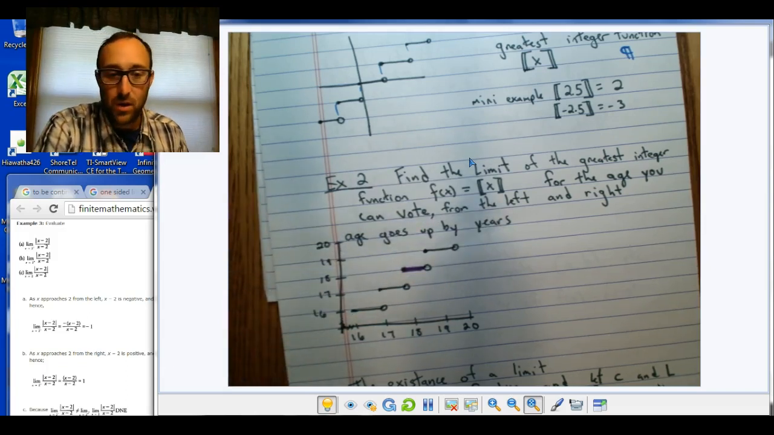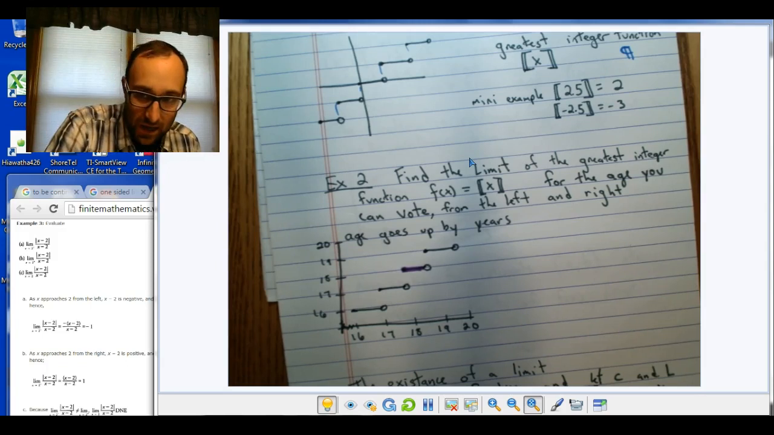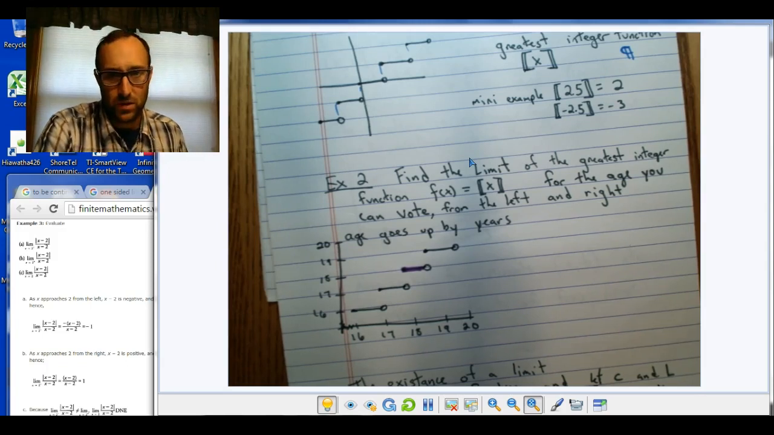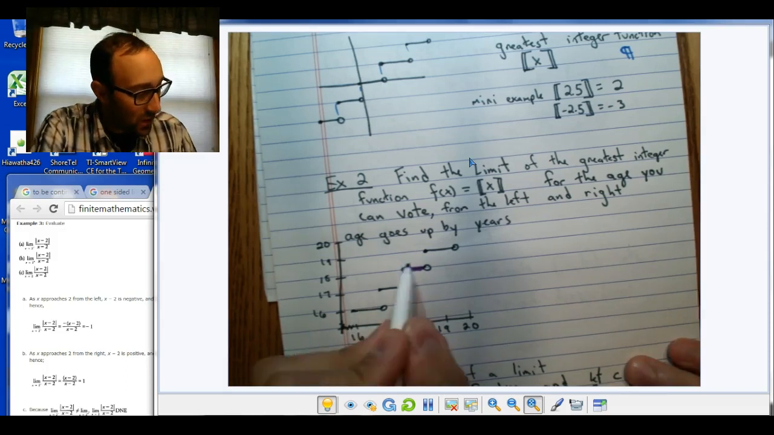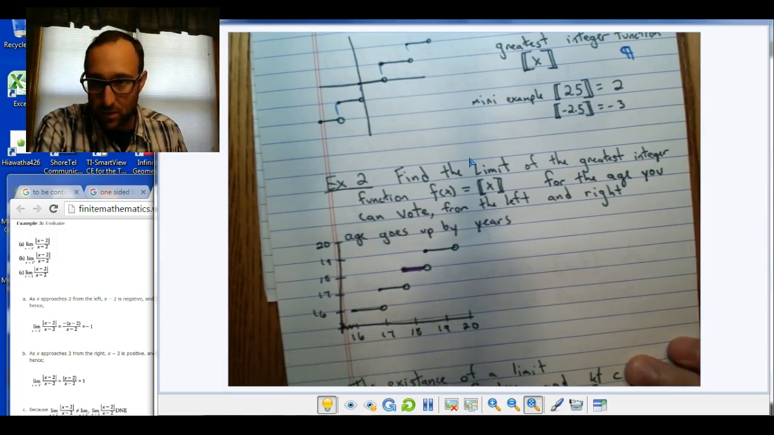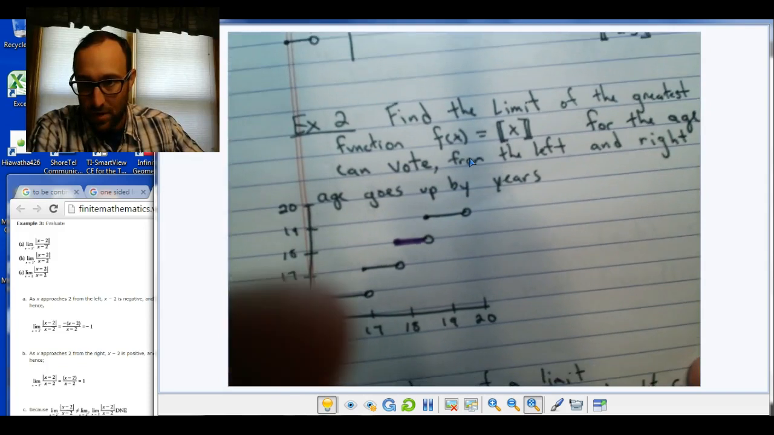No one ever says, I'm 12.462138889 years old. No one says that. They say they're 12, right? Or 14, or 16, or whatever. So in order to vote, you want to be at this purple line right here. Let's see if you can see it real well.